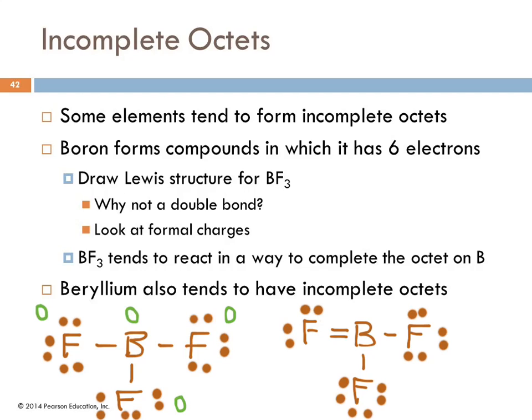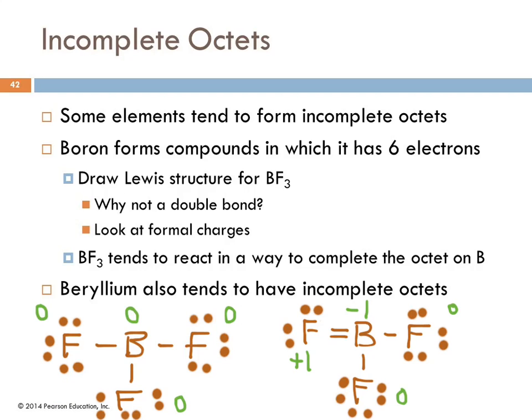What if we put a double bond? Well, these guys are still going to be 0. This fluorine now, what's its formal charge? +1. Is that good for the most electronegative element? No. What's the formal charge on the boron? -1. The formal charges help us to see this is the true structure of boron trifluoride.